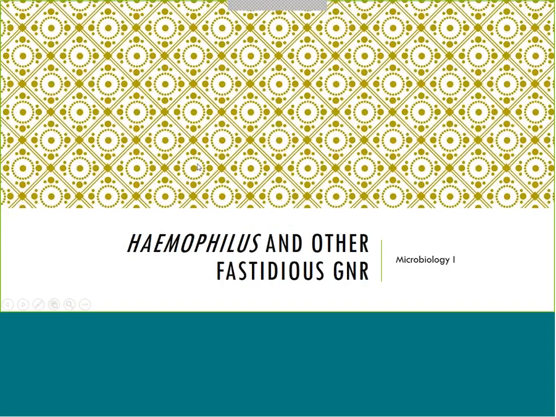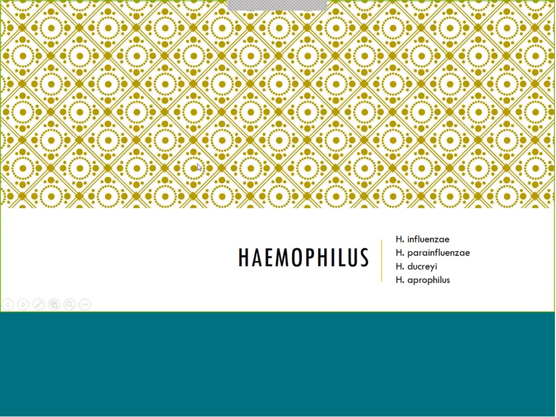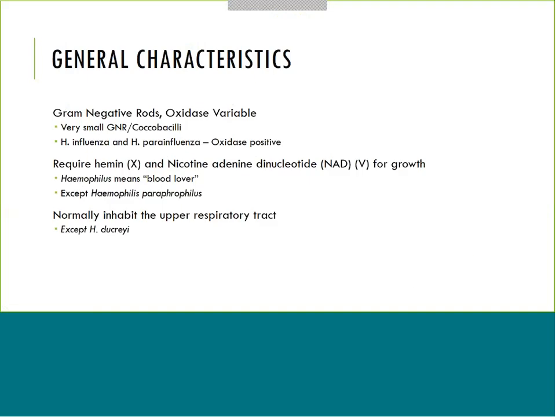All right, so the very first group of gram-neg rods that we're going to talk about out of this chapter is going to be Haemophilus. These are a huge group of pathogens, and I've got 4 listed there that I want you to be aware of. So we have Haemophilus influenzae, Haemophilus parainfluenzae, Haemophilus ducreyi, and Haemophilus aphrophilus.